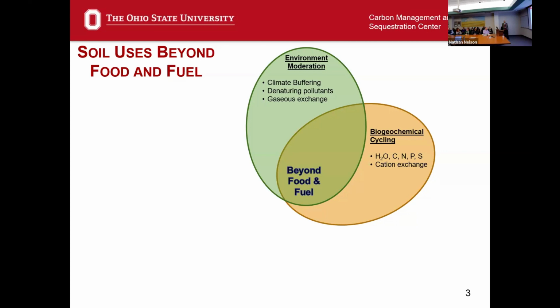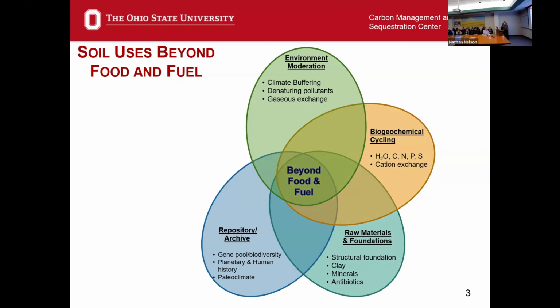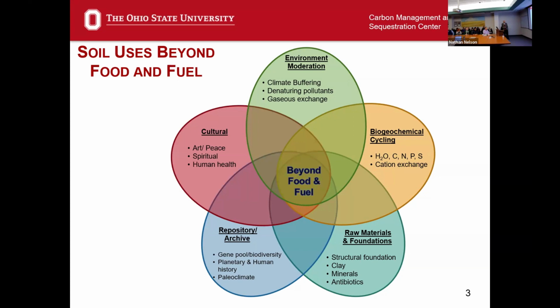Cation exchange, raw material and structural foundation, antibiotics. 95% of all antibiotics come from soils. So that's a very important part. Of course, the repository and archive of gene pool and biodiversity, planetary and human history, paleoclimate, and of course cultural arts, peace, and spiritual aspects of soil, which I mentioned yesterday, and human health, the One Health concept.